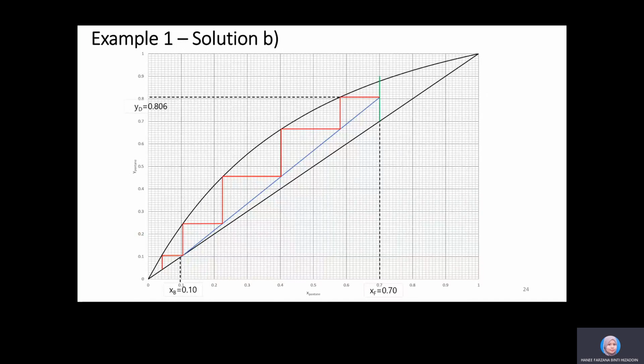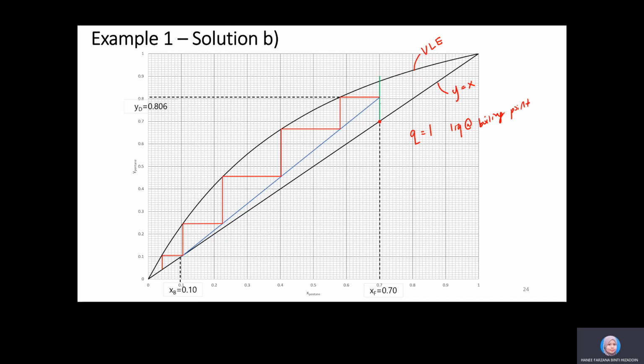For part B, we need to calculate the number of stages. Similarly, first things first, we need to draw the VLE. Then we draw the Y equals X line. And then our XF, the feed condition, q equals 1, right? Because it's a liquid at its boiling point. So you can just draw a vertical straight line through 0.7. Starting from here, you draw this vertical straight line that you can see, the green line.